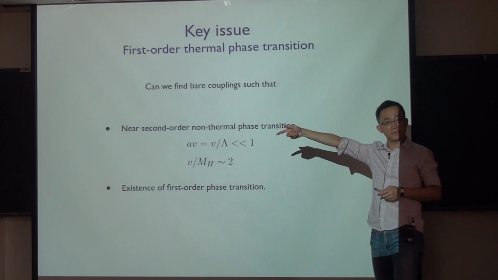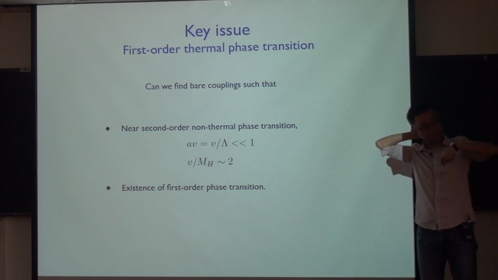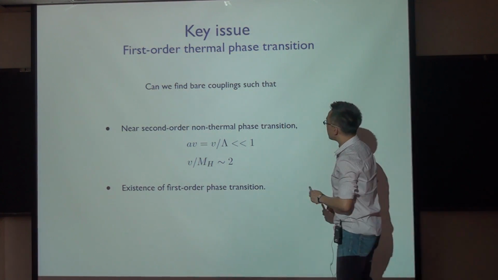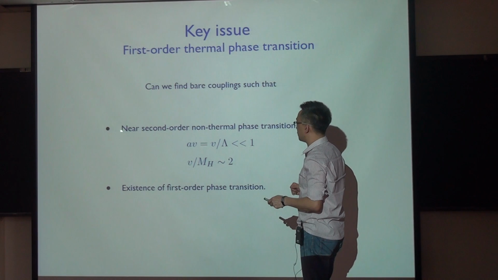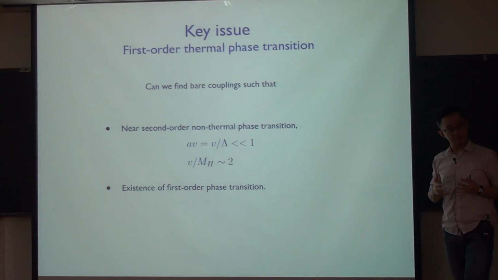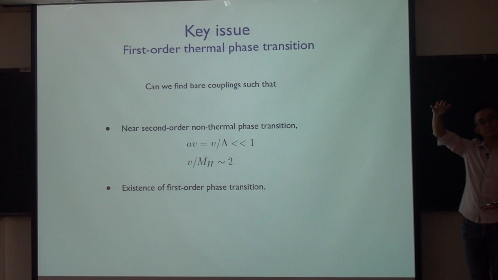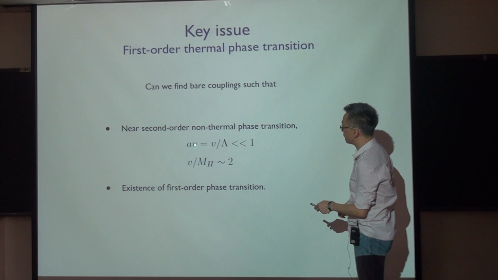However, if you add a dimension six operator, then it's possible that in the Landau-Ginzburg theory you have tricritical points and you have a first order phase transition coming up there. So that's the idea. Okay? So what we want to do is the following. Again, we will have to perform a scan in the bare parameter space, and we still want to get close to second order non-thermal phase transitions, because those are the points where we can define our continuum limit, and we want to stay close to our continuum limit because we want our cutoff scale still high enough, although not infinity. Okay, and this is characterized by this statement here that A times the Higgs VEV, in other words, the VEV of the Higgs divided by the cutoff, is much smaller than 1.